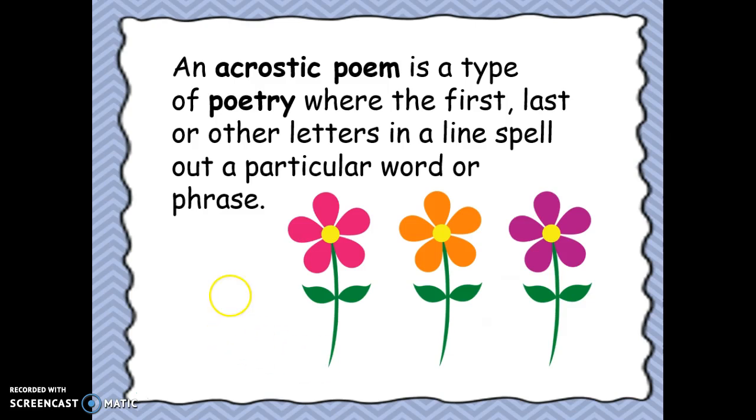The poem that we're going to write about spring today is called an acrostic poem. This is a type of poetry where the first, last, or other letters in a line spell out a particular word or phrase. So let me show you some examples so you can see what this looks like.